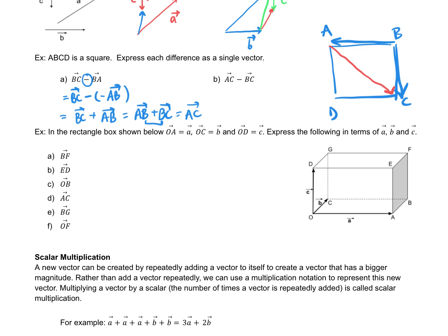Let's try the next one. AC minus BC. I'll show both ways again. I'm going to manipulate BC into its opposite vector, which is negative CB. That turns this to addition. My vectors are already arranged head to tail right here, so I know my vector should be AB.